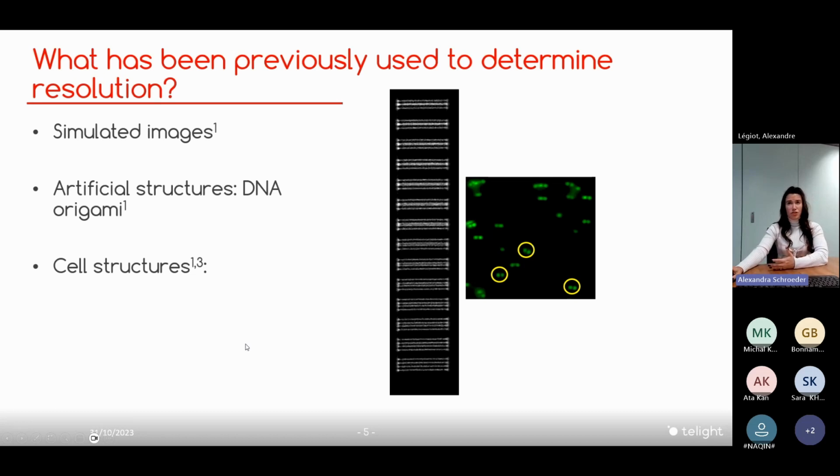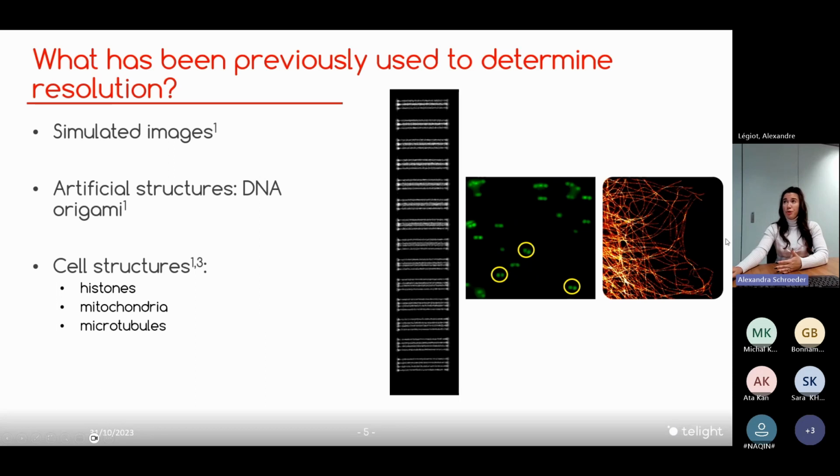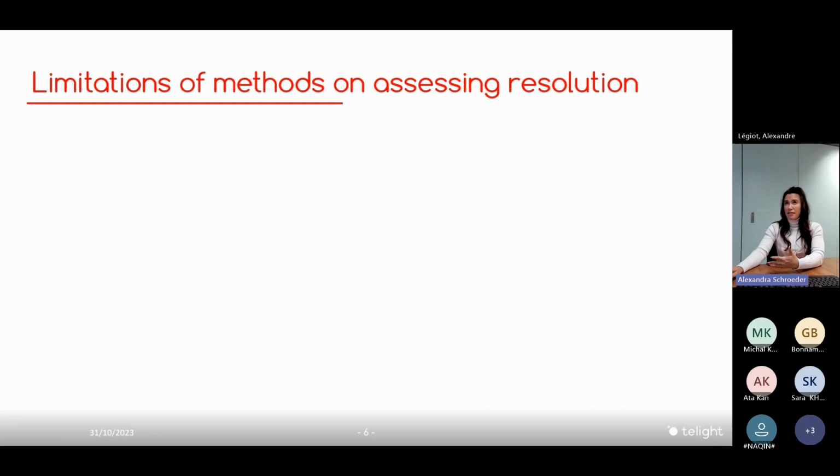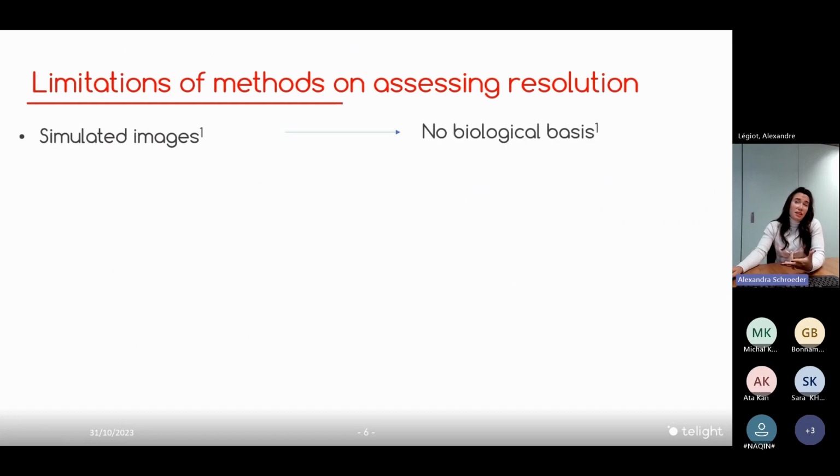But we can also use structures coming from cells themselves, such as histones, mitochondria, microtubules that have very fine, thin filaments, or the beta-2 spectrin periodic helix, which can be precisely measured between 180 or 190 nanometers. All of these things coming from cells have been visualized across many different modalities, so we know what they should look like. But each of these has some drawbacks. When we consider using simulated images to model our resolution, there's no real biological basis coming from that information.